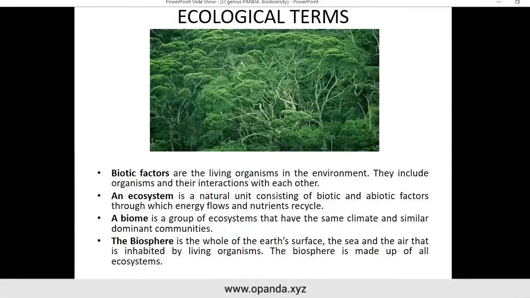When I talk about biosphere, what is biosphere? It's the whole of the Earth's surface, where life is possible. Sea and air that is inhabited by living organisms. In biosphere, you understand bios, right? It is the sphere in which life is possible. The Earth's portion where life is possible. Biosphere is made up of all ecosystems.